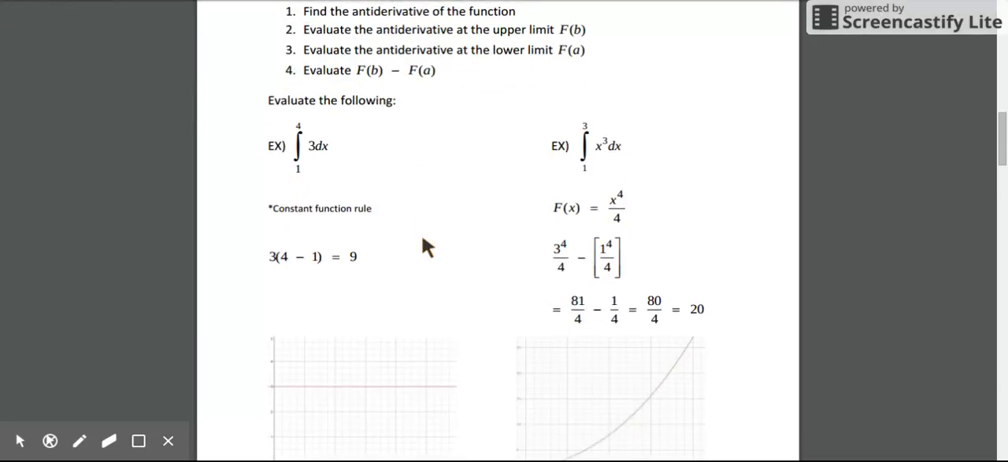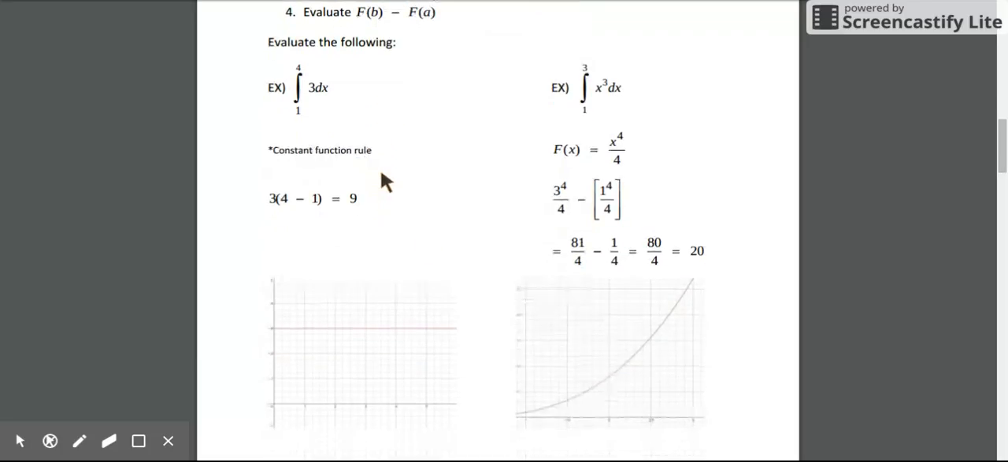There are some properties for evaluating definite integrals, and you should keep those in mind. I've attached on my website some of those properties. Take a look at those. But we'll have some examples to practice with right here.